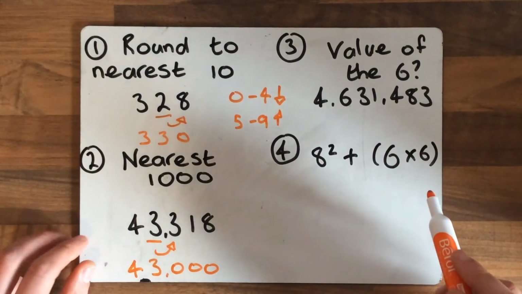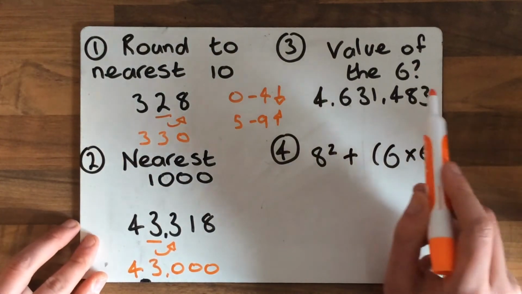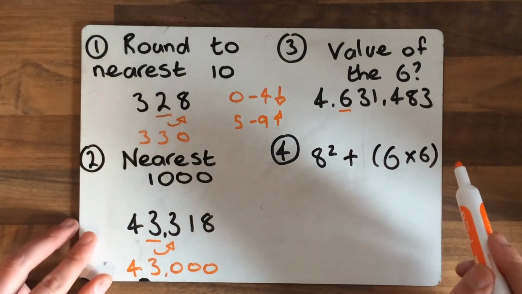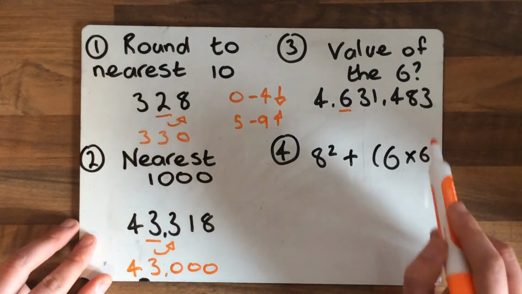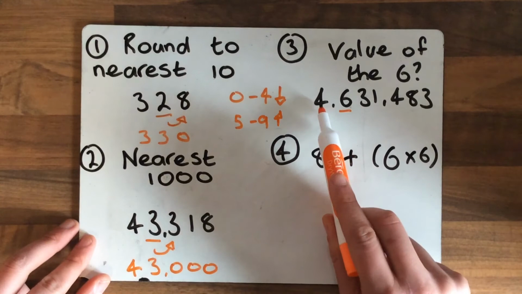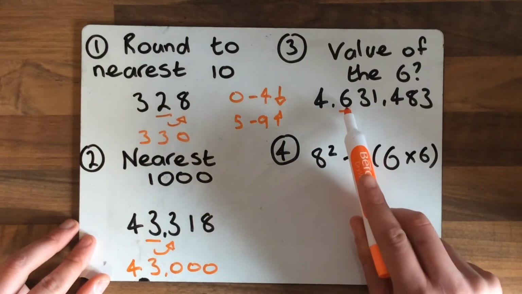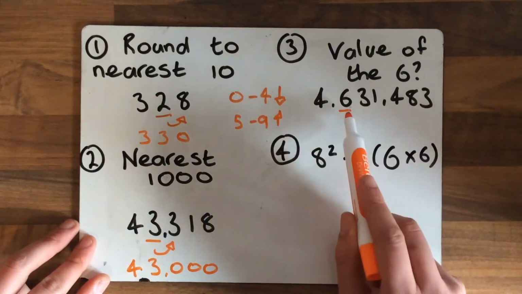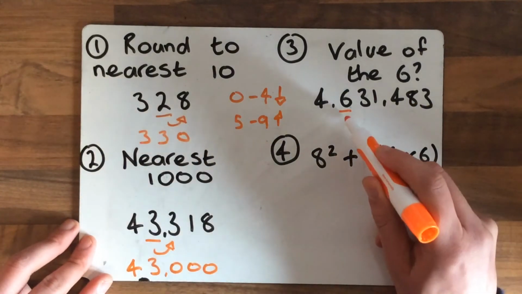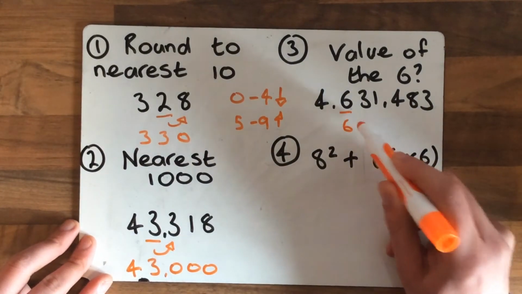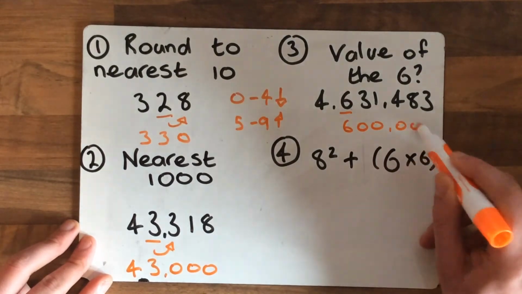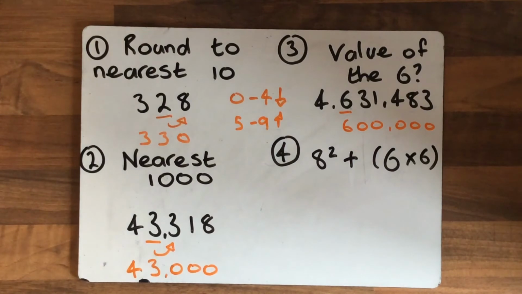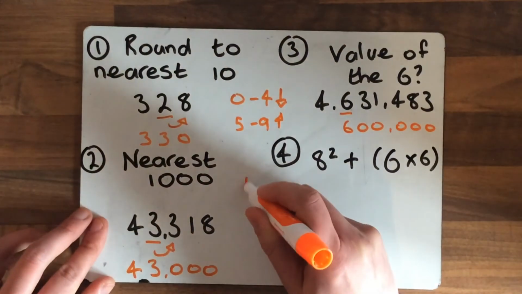Looking at number 3 here, what is the value of the 6 in this number? This is the 6 here. Which column is that 6 in? So going from the left this time, we've got the millions column, 100,000s, 10,000s, thousands, hundreds, tens and ones. It's in the hundred thousands column, and there are 6 of them. So the value of that 6 would be 600,000.